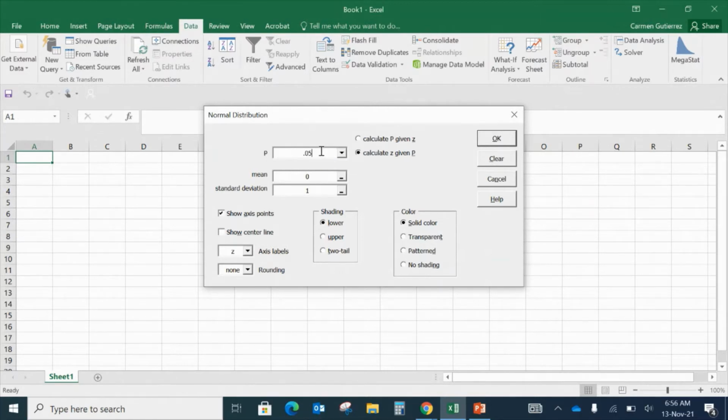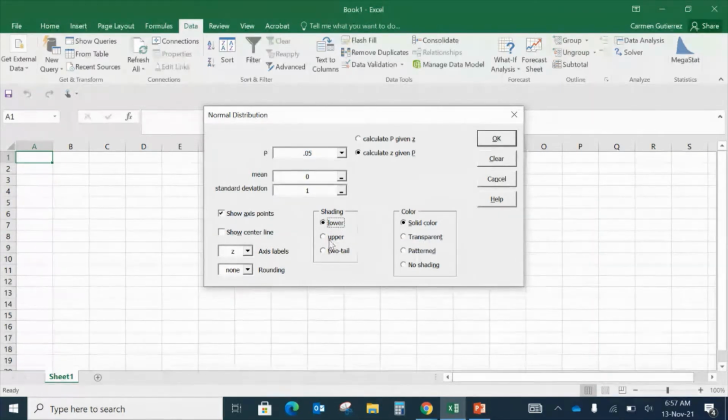By default, it gives you 0.05, so we don't need to change it. Since we're calculating the Z, the middle is always 0, and every standard deviation of Z is equal to 1, so you don't have to move any of this. You just have to type your alpha value, your level of significance, in the area, so on the P. We're looking for an area of 0.05.